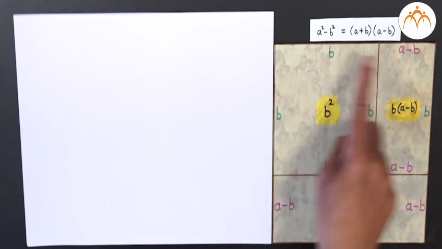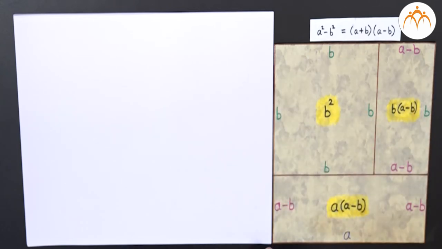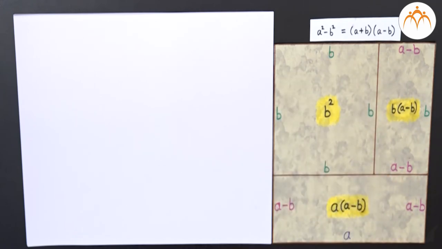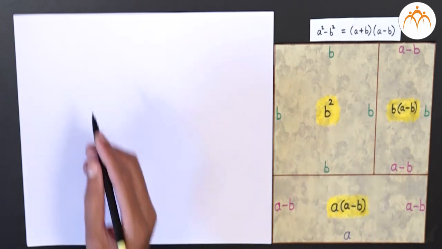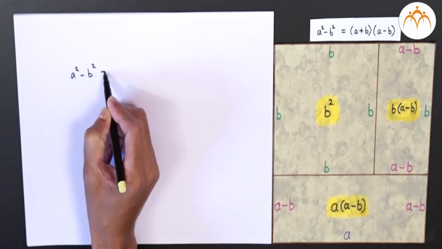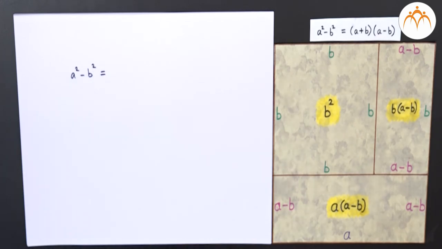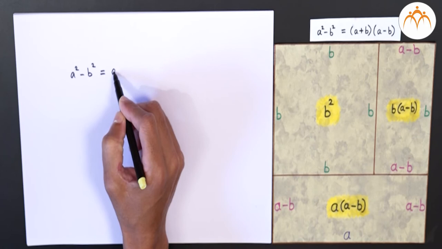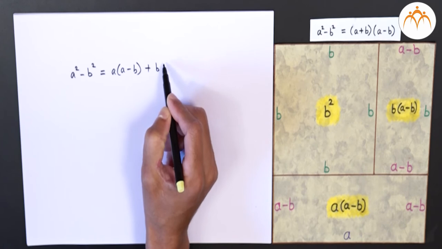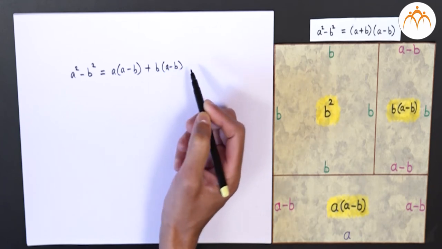Therefore, a², that is the area of the complete square, minus b², the area of this small square, will be equal to the addition of these two areas. So, we can write a² − b² is equal to this area plus the other one, which is a(a − b) + b(a − b), as we have seen.